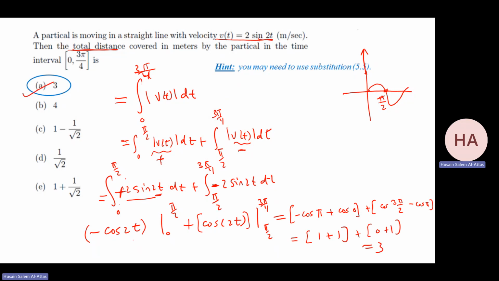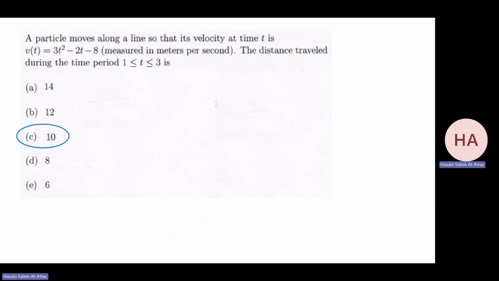It's a matter of calculation, but this is the positive side from 0 to pi over 2. Sorry about that. This should be the positive, and this should be the negative. Okay. Yeah, this one, I have what?